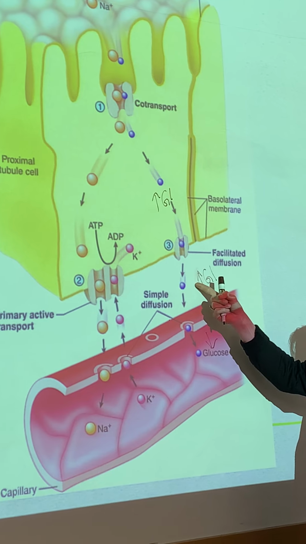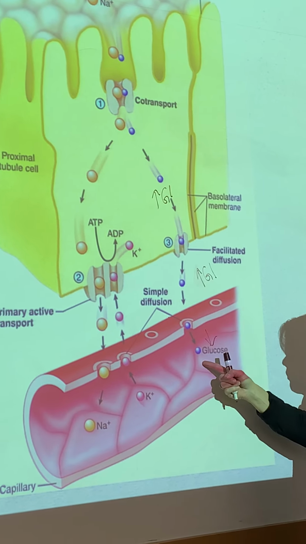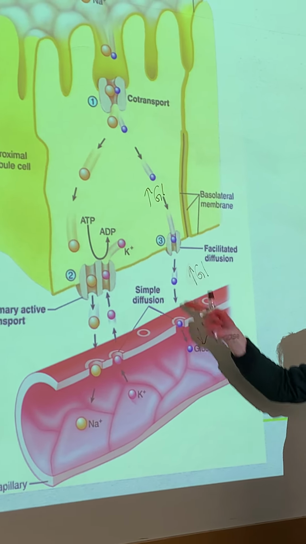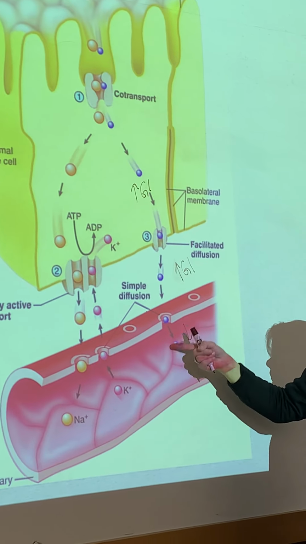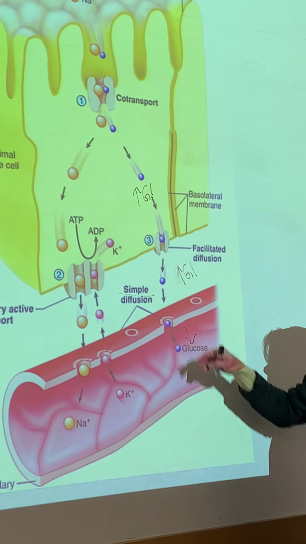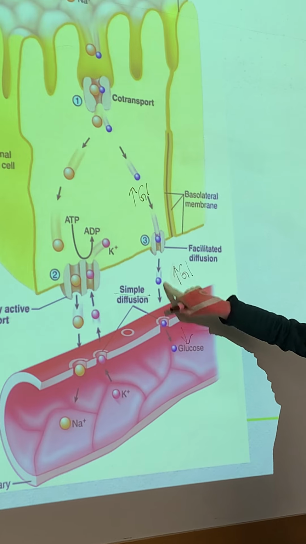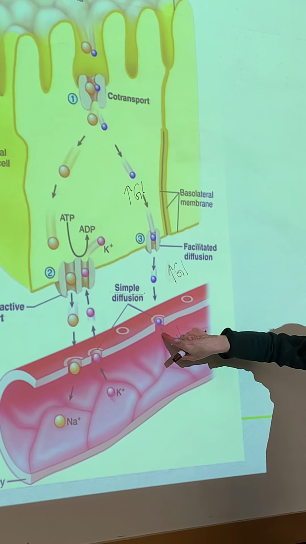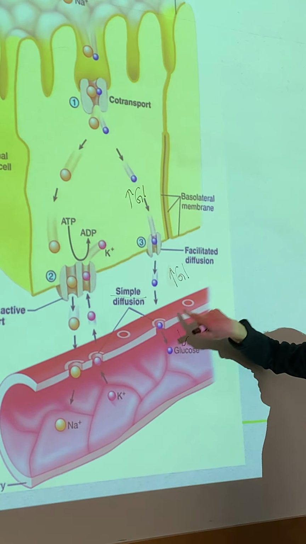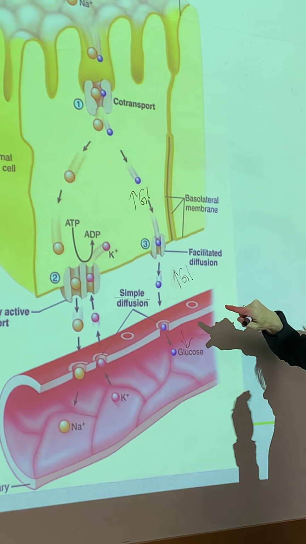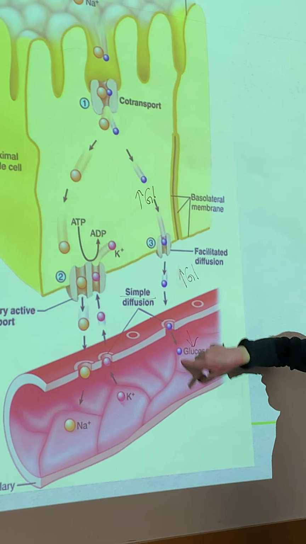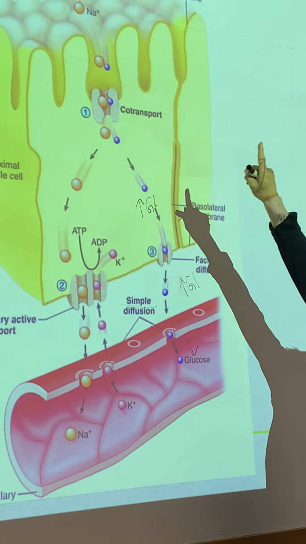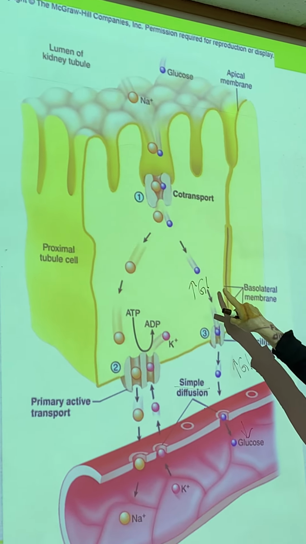And what are we going to do again? Diffuse across. Into the capillary, we don't need a carrier. So this is simple diffusion. Simple diffusion through the little holes in our capillary bed around the nephron. We've got these little tiny holes to pull this kind of stuff in. So we go from high concentration to low.